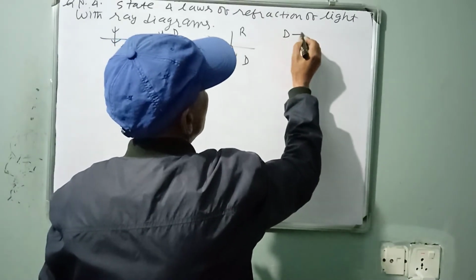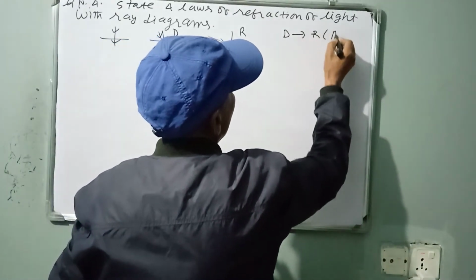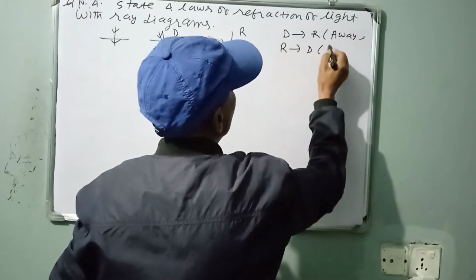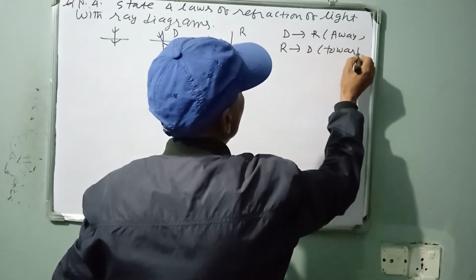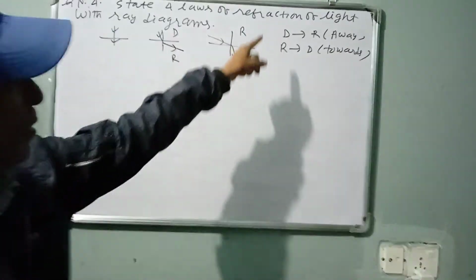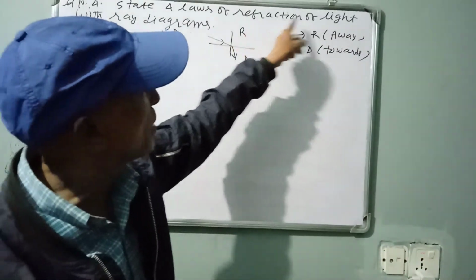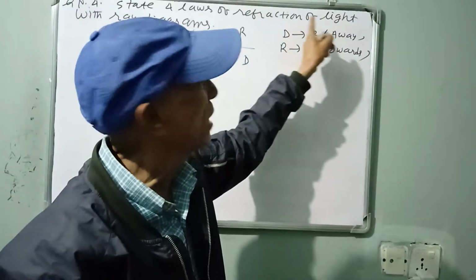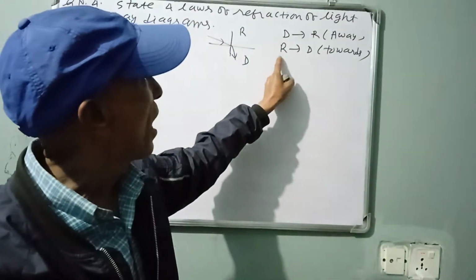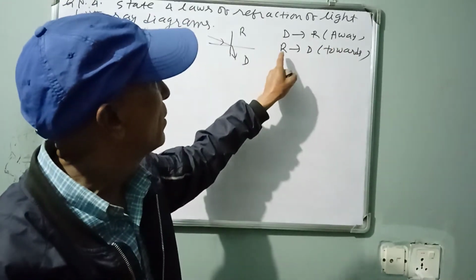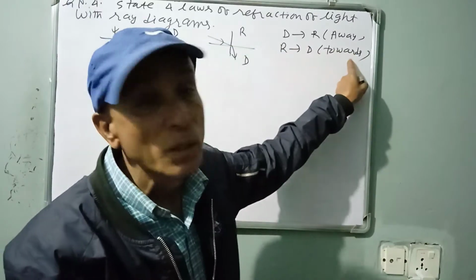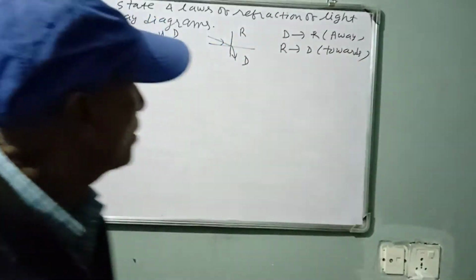See, DR away and RD towards. This technique is very helpful. If a ray passes from a denser to a rarer medium, it is bent away from the normal. DR away, RD towards, meaning if a ray passes from a rarer medium to a denser medium, the ray is bent towards the normal. Another is Snell's law.